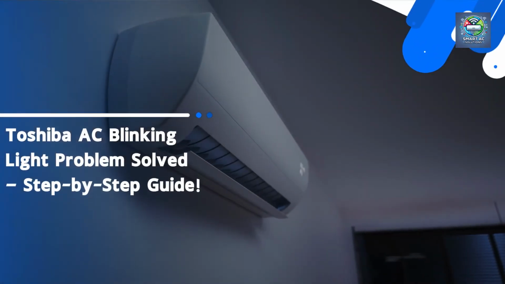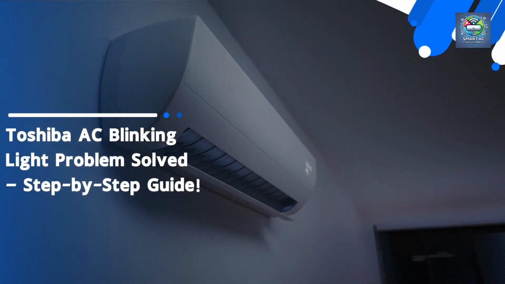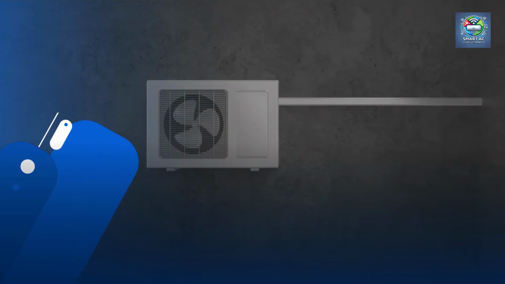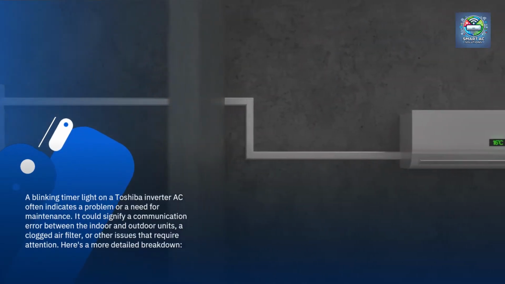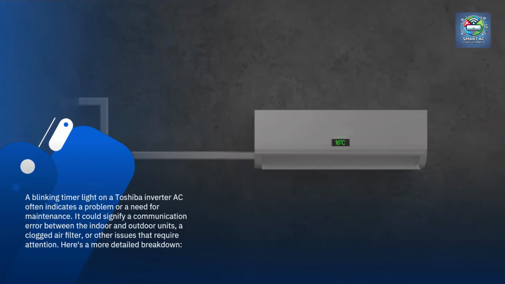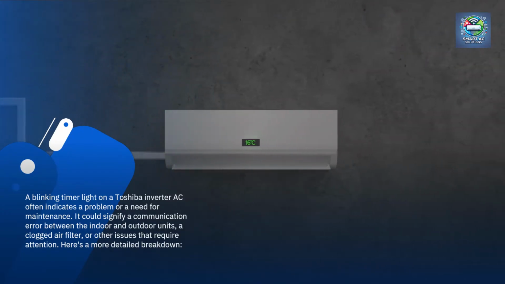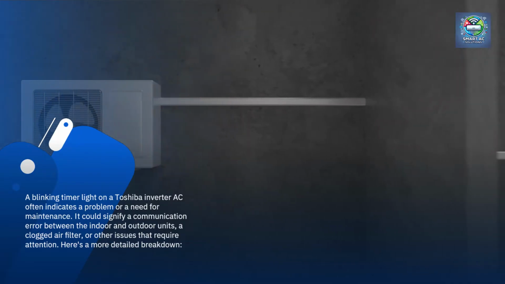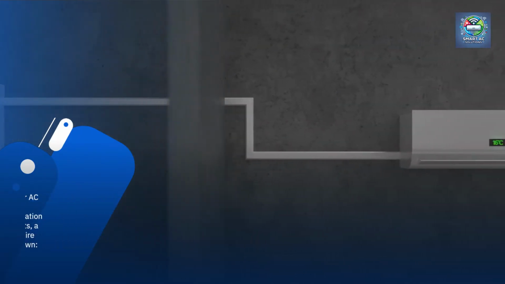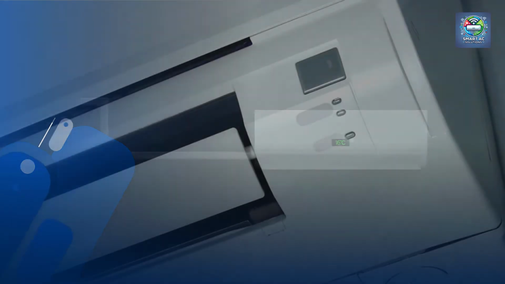Toshiba AC blinking light problem solved, step-by-step guide. A blinking timer light on a Toshiba Inverter AC often indicates a problem or a need for maintenance. It could signify a communication error between the indoor and outdoor units, a clogged air filter, or other issues that require attention. Here's a more detailed breakdown.